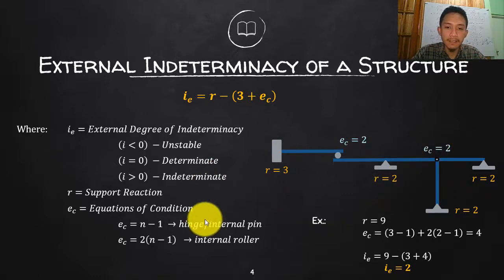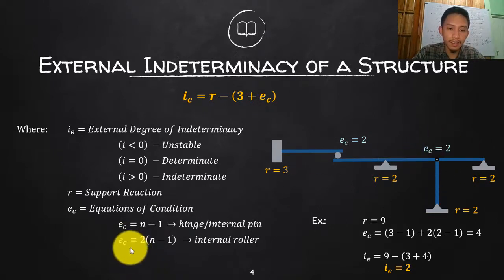Okay, so what is the number of that E sub C if you are having a hinge? It depends actually on how many members are connected to that internal pin or hinge. So how many equations we are going to add from this hinge is n minus 1, where n is the number of members connected. So in this case, our n here is 3, so our E sub C here is 2.